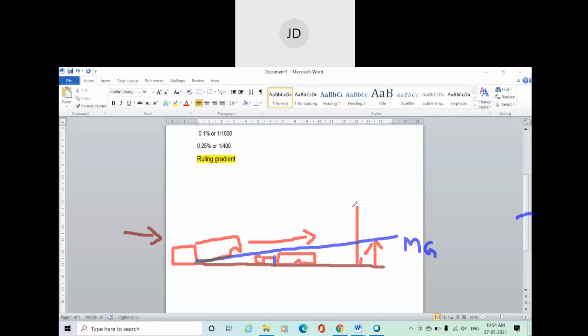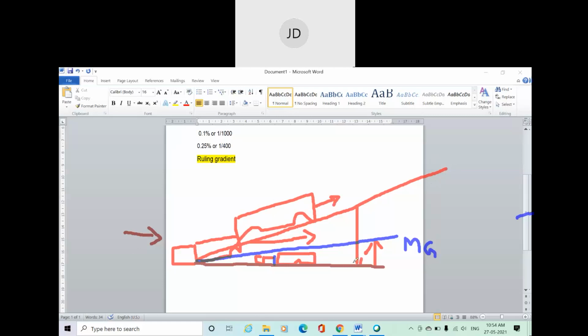Suppose up to this level, we have increased the gradient. Now let's draw a new line above this. Now let's try whether our train can move along this track with the same engine power or not. From the experiment, you see that this train can also move along this line easily. That means without additional power, with the same engine power, it can move along this line.